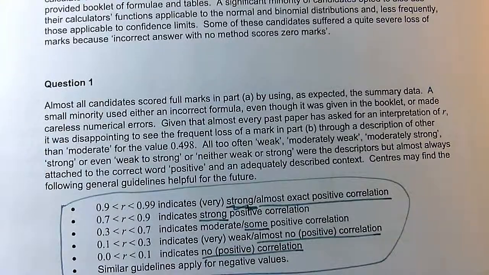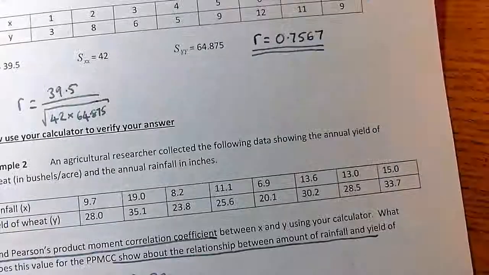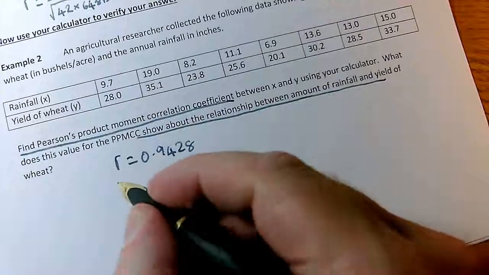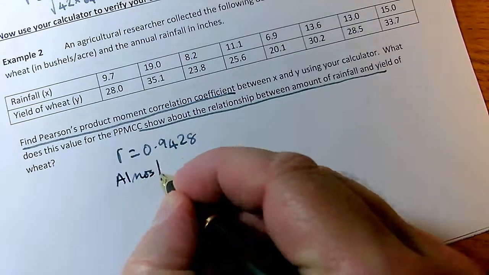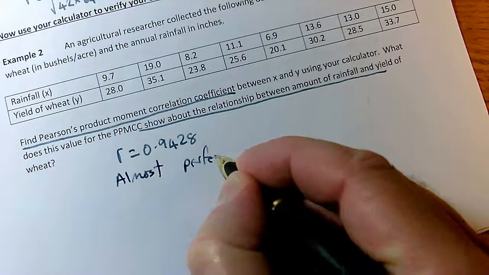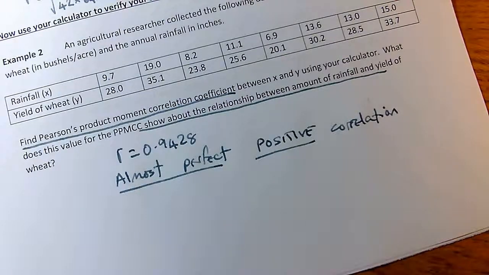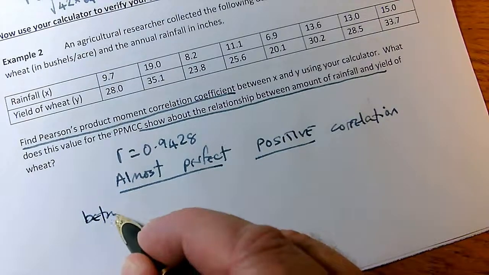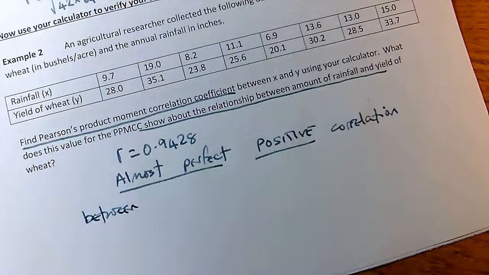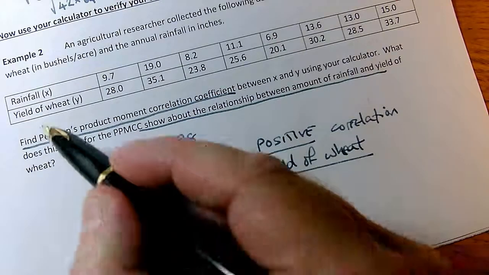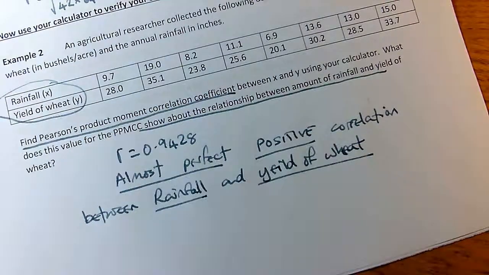So for the one we're doing, we had 0.94, so this is almost exact positive correlation, almost perfect positive correlation. Is it positive? Yes, it is, because it's not a negative number. I checked that. So it's almost perfect positive correlation. Have I done enough? No, I haven't, because this is not in context. I have to say what the correlation is between, and I have to use the names of the variables. And that's an incredibly easy thing to do, because the variables have to be defined in the question.